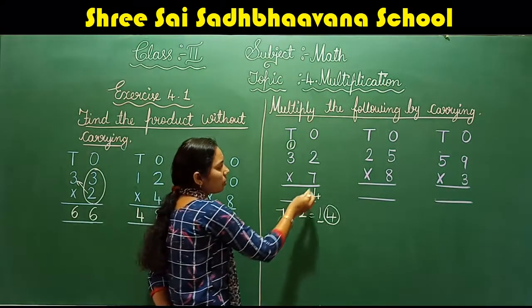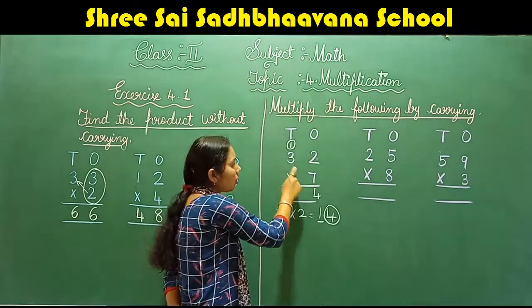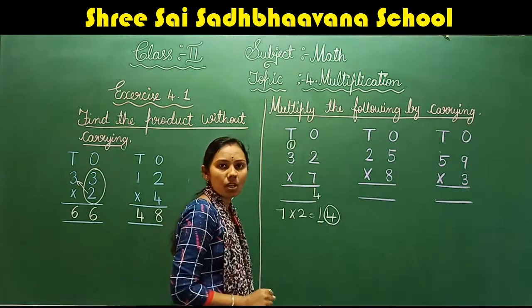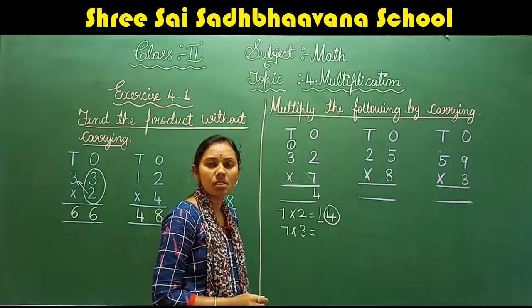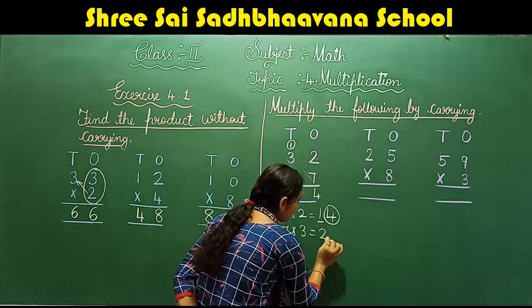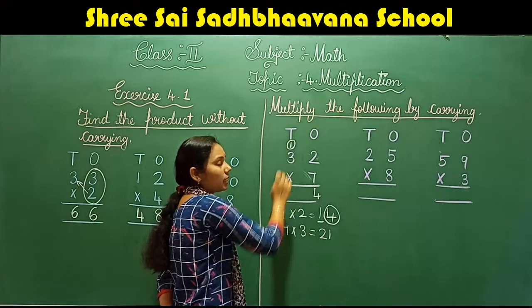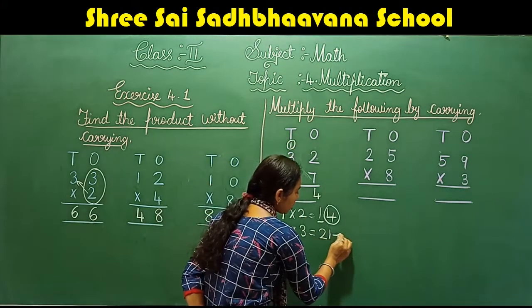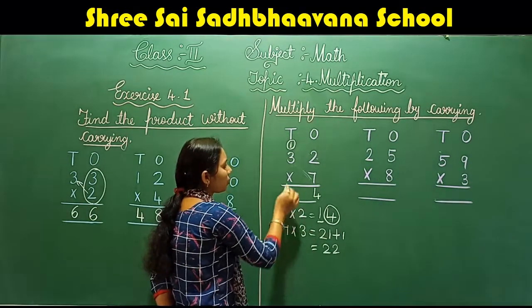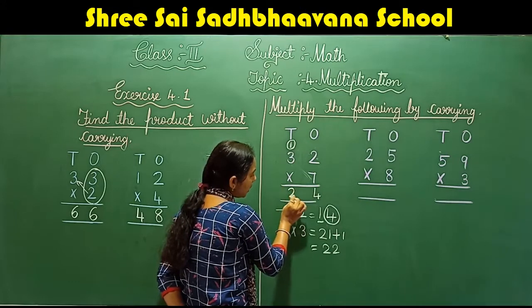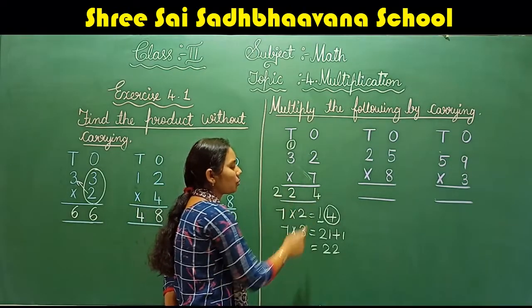Got it? In the second step, we are going to multiply the tens place. What is there in the tens place? 3. So you have to multiply 3 by 7. So 7 threes are how much? 7 threes are 21. After getting this, what do you have to do? Here we can see the carry 1 in the tens place. So you are going to add this 1 to 21. So 21 plus 1, 22. So here we are going to write 2 in the tens place and this 2 in the hundreds place. So 224, you got the product.